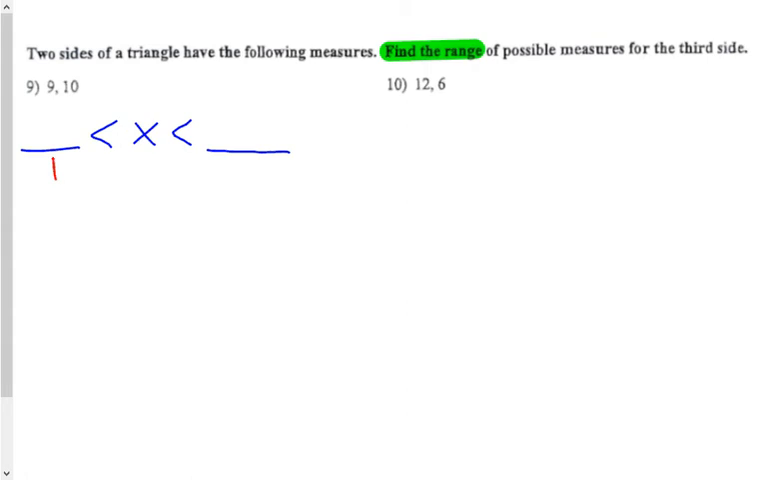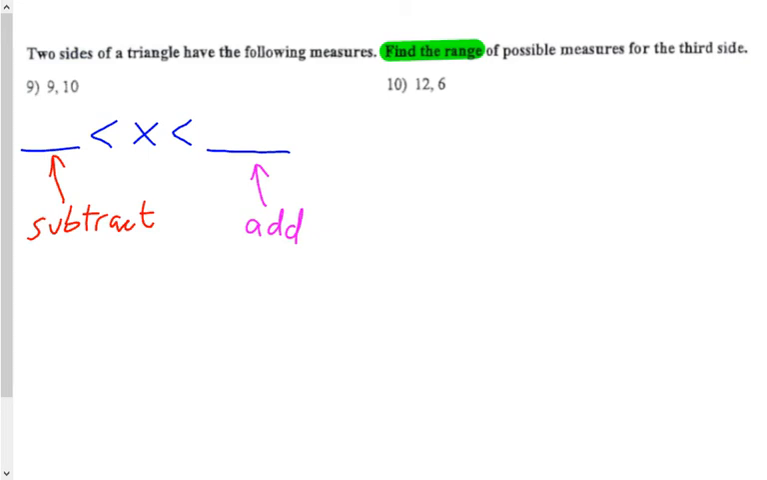So for this side here, this blank over here, I am simply going to subtract the two numbers given. And then this side over here, I am simply going to add the two numbers given. That gives me my lower limit and my upper limit.